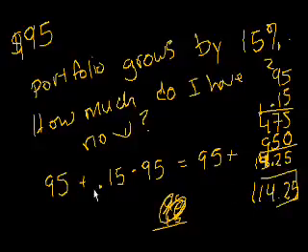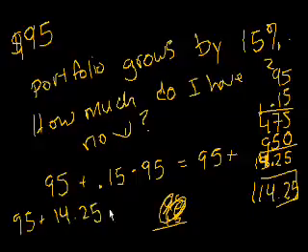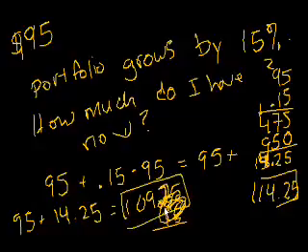So the answer is going to be 95 plus 15% of 95, which is the same thing as 95 plus 14.25. Well, that equals what? 109.25. Notice how easy I made this for you to read, especially this 2 here. So if I start off with $95 and my portfolio grows, or the amount of money I have grows by 15%, I'll end up with $109.25. Let's do another problem.